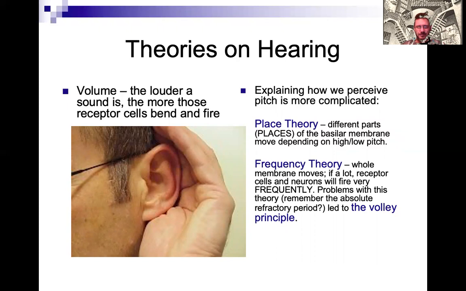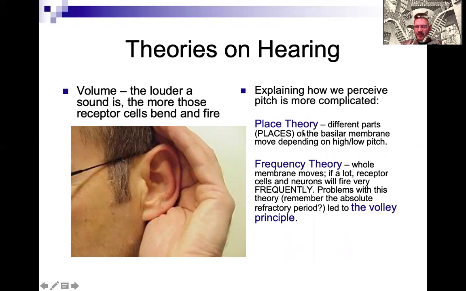How about pitch? That's where things get super complicated. How can we perceive if someone has a very high pitch voice or a very low pitch voice? Like, what vibrations are still happening, the way that we've learned it? So how does it occur? Well, quickly, there's two theories that try to explain how we differentiate pitch. One is called place theory.